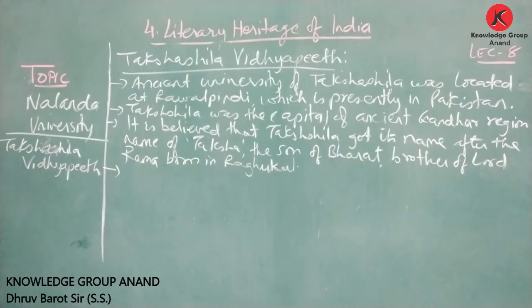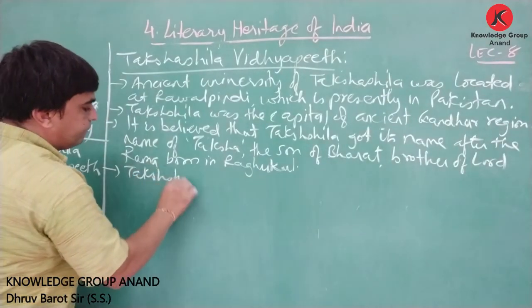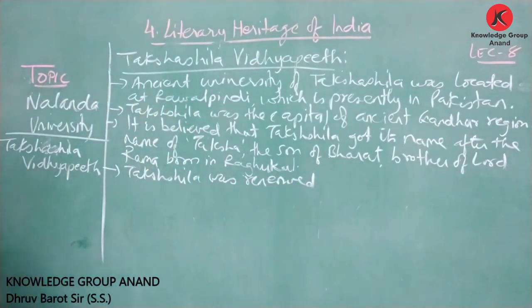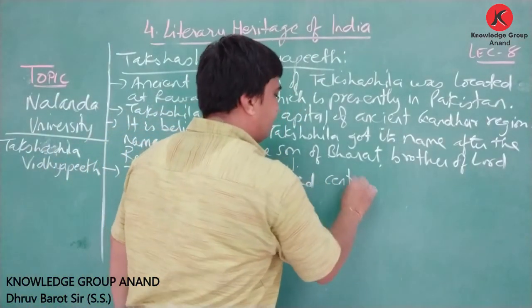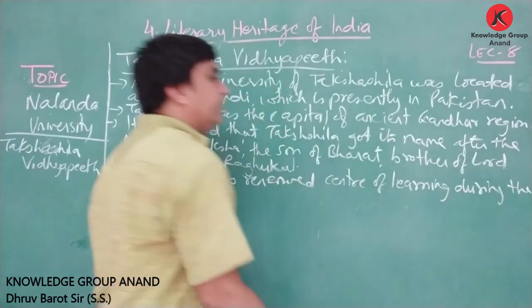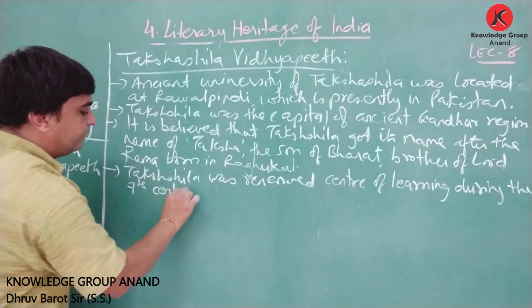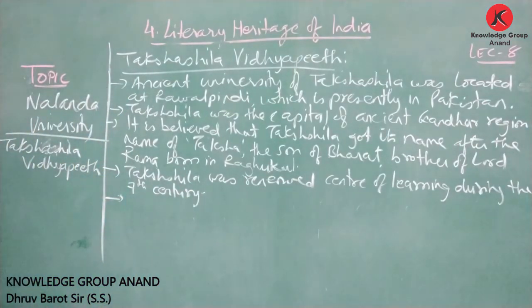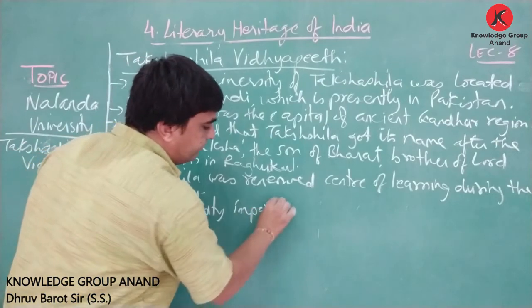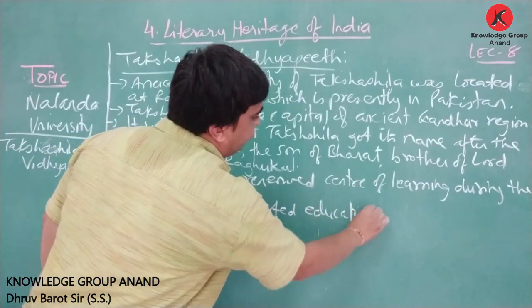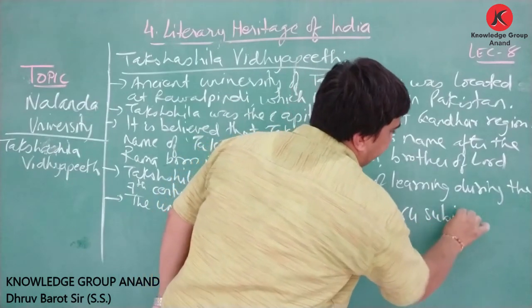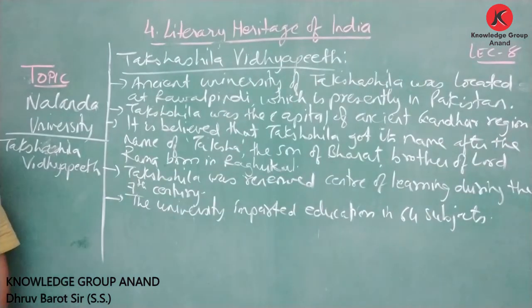Here it is said that Takshashila was a renowned center of learning during the 7th century. During the 7th century, the university imparted education in 64 subjects.